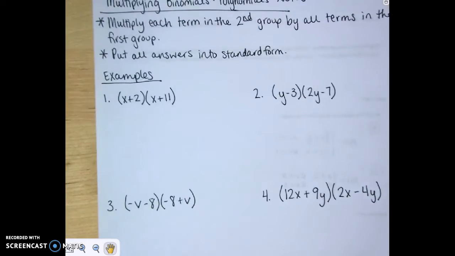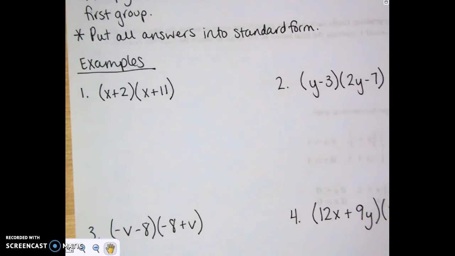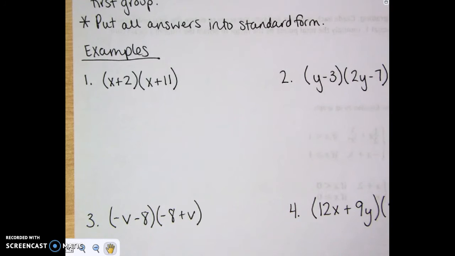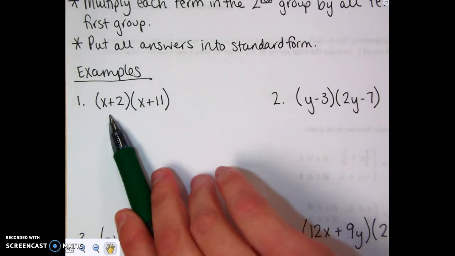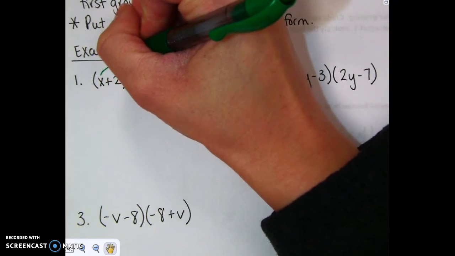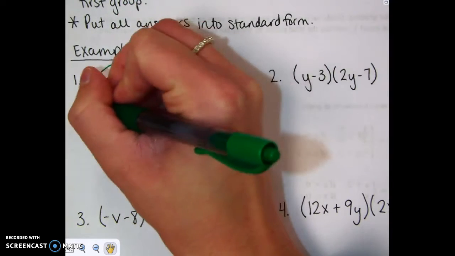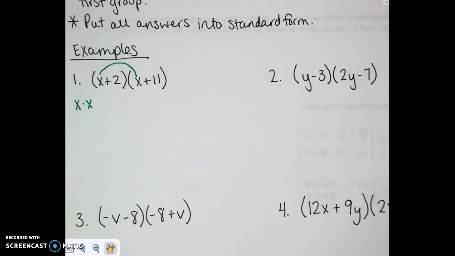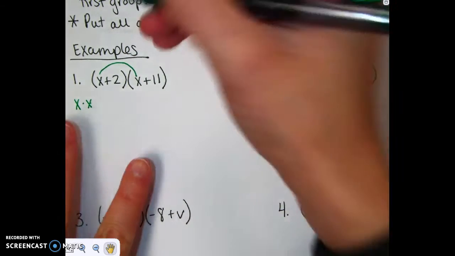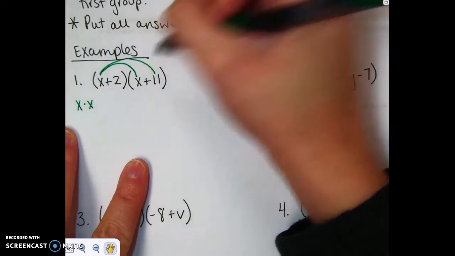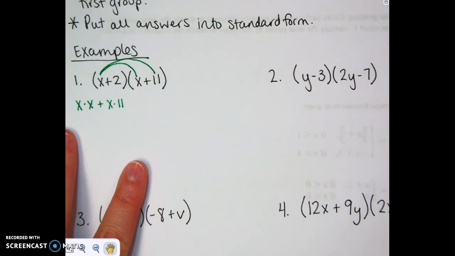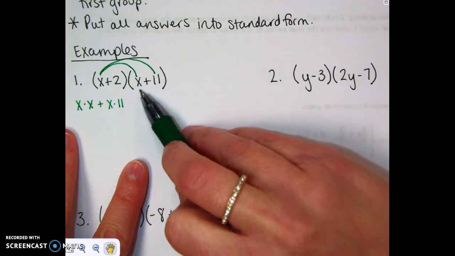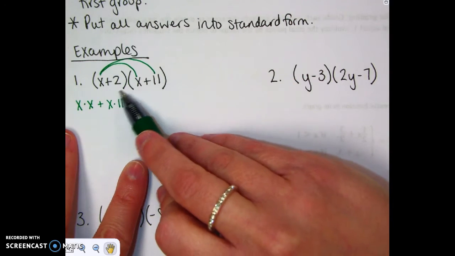And I'm going to write out every step. Some of you will remember how to do this from last year and you'll be fine without it. So like I said, you need to multiply each term in the second group by each term in the first group. So first I'm going to multiply x times x. And I'm just going to write that for right now. Then I'm going to do x times 11. So plus x times 11. Okay, so I've multiplied both of those terms by x. Now I need to multiply both of them by 2.